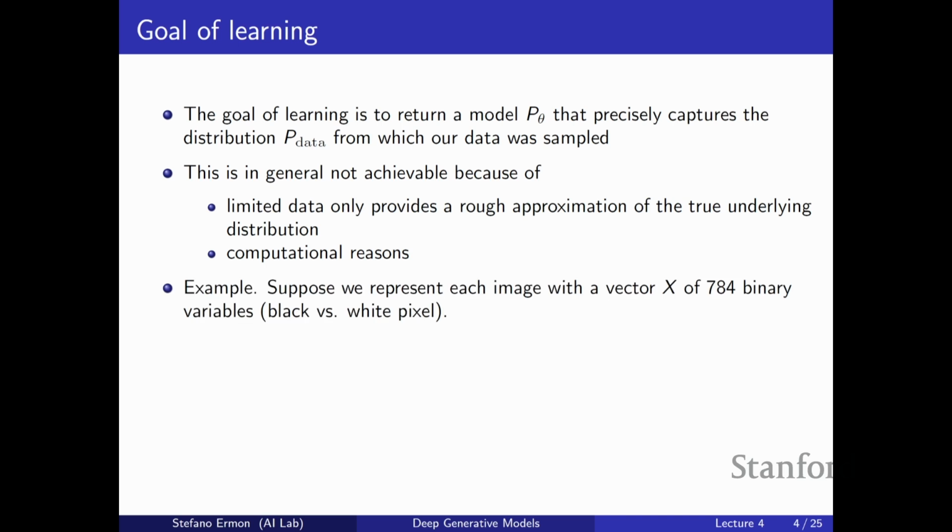All right, so let's say that we're trying to model MNIST again. So we're modeling 784 binary variables, black and white pixels.